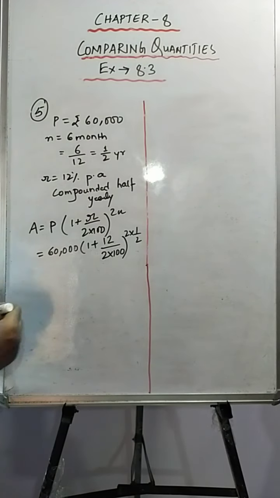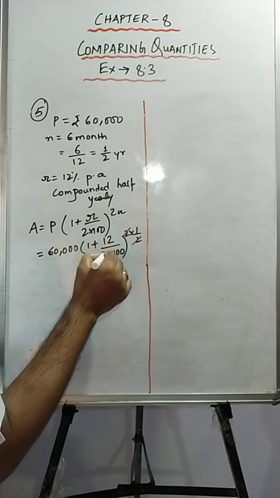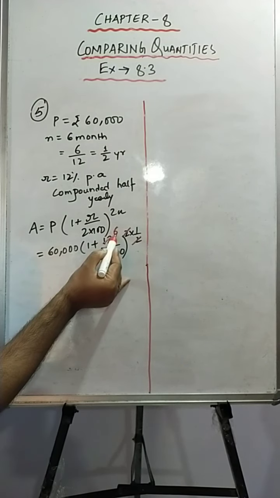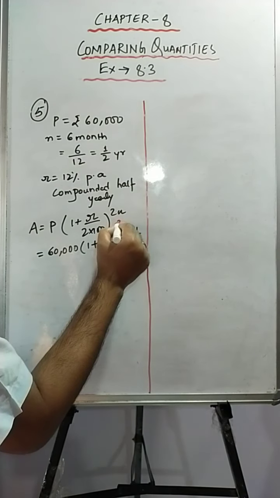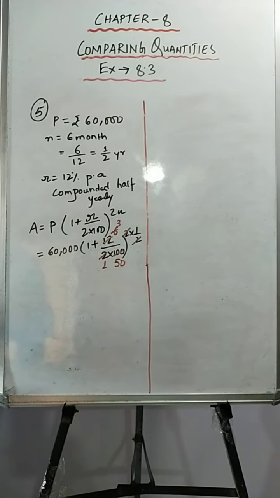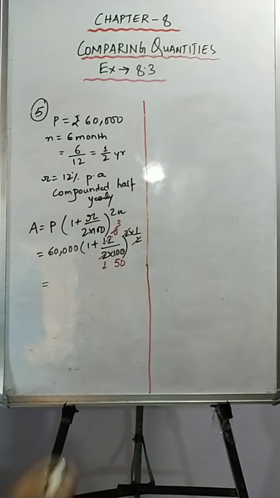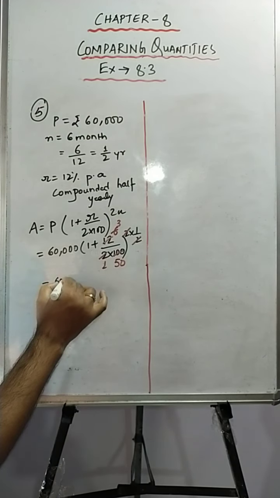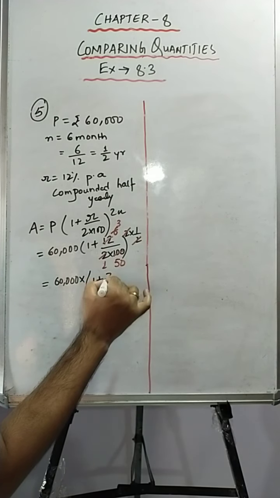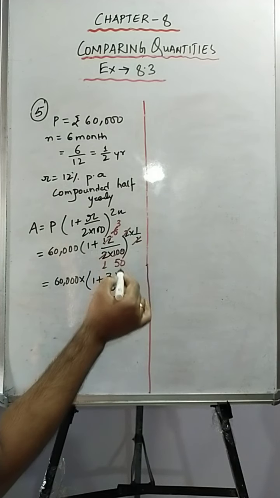Okay, now let's reduce this, students. That means cancel this 2 and 2. And we can cancel this number also. 2 1s are 2, 2 6s are 12. Again we can reduce this 6 and 100. 2 3s are 6, 2 50s are 100. Isn't it? So let me write it properly. 60,000 into 1 plus 3 by 50. And we have only 1 here as a power, so we will not write it.